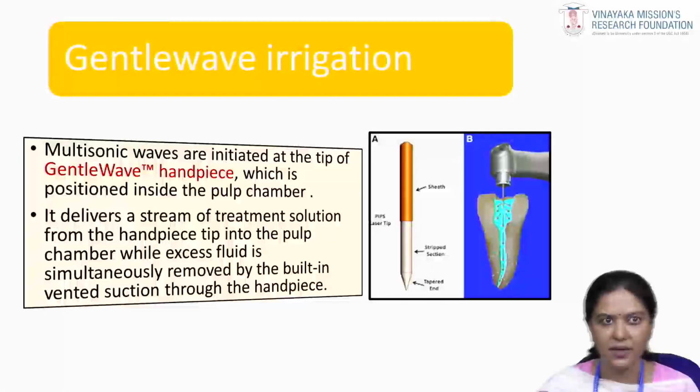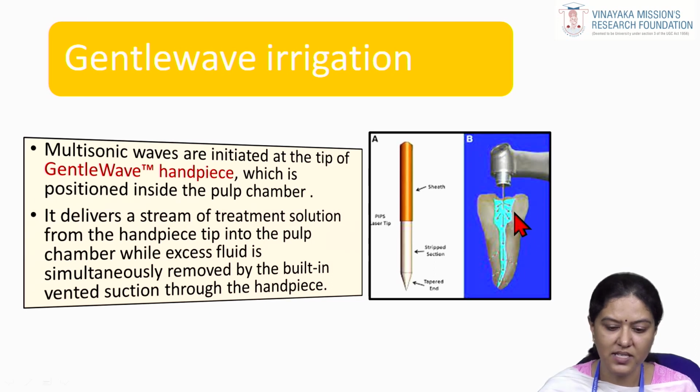Gentle wave irrigation. The multi-sonic waves are initiated at the tip of the gentle wave handpiece, which is positioned inside the pulp chamber. It delivers a stream of treatment solutions from the handpiece tip to the pulp chamber while excess fluid is simultaneously removed with inbuilt vented suction through the handpiece.